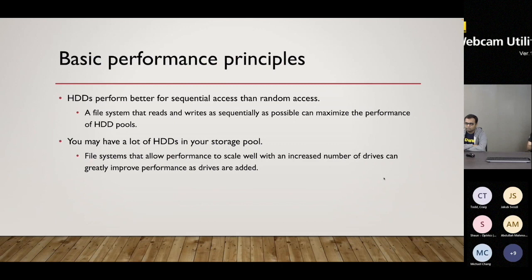The other thing to consider is you likely have multiple HDDs, like you might even have a lot of HDDs. So even if each individual HDD is not that fast, if the file system can scale performance well with number of HDDs, you can get a lot of performance when you have a lot of HDDs. So a file system that scales performance well with number of drives will perform well if you have a lot of HDDs. Remember, we could have more than a petabyte storage pool with a lot of HDDs, and QuTS Hero can really shine there.